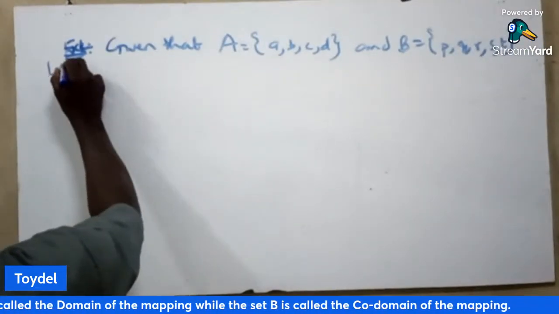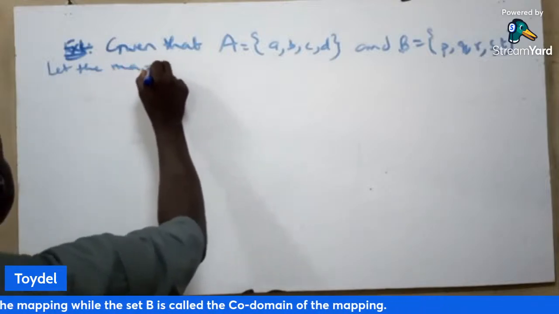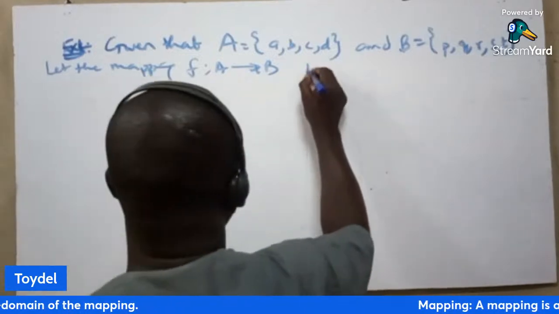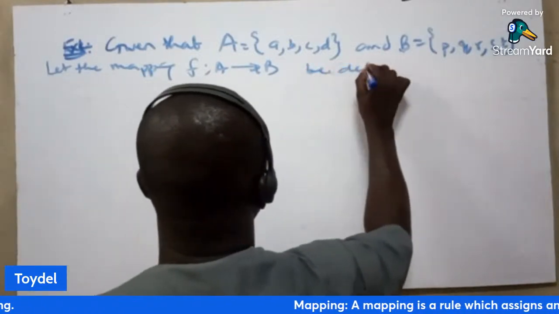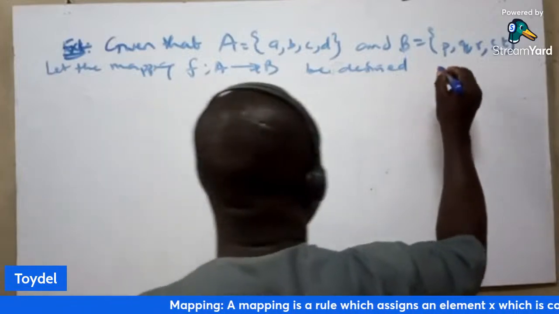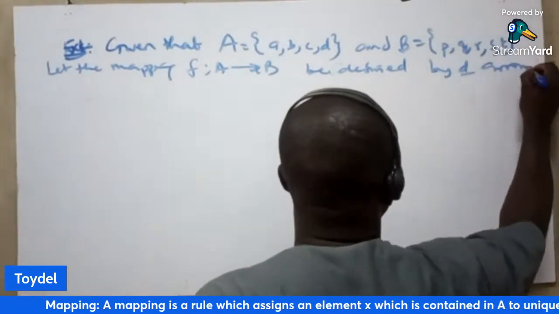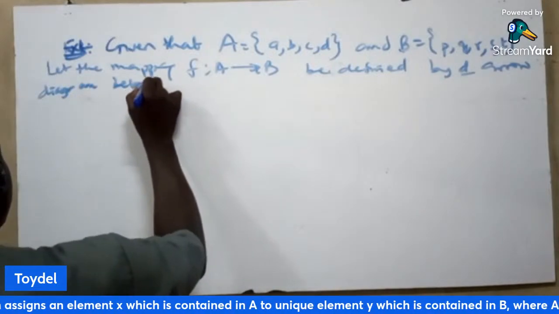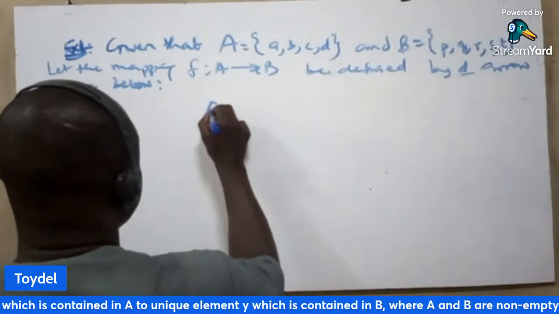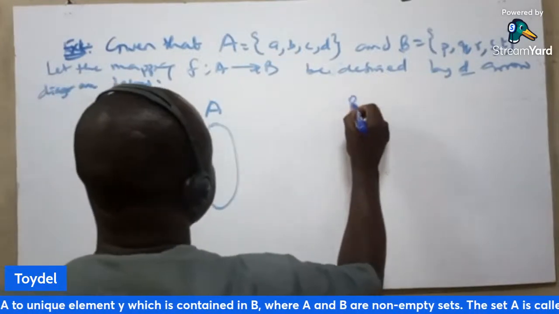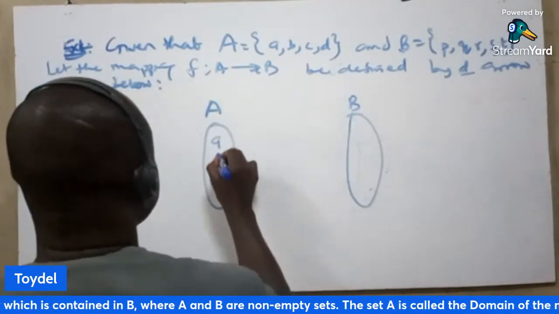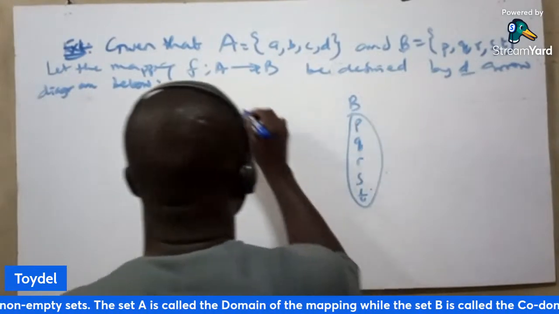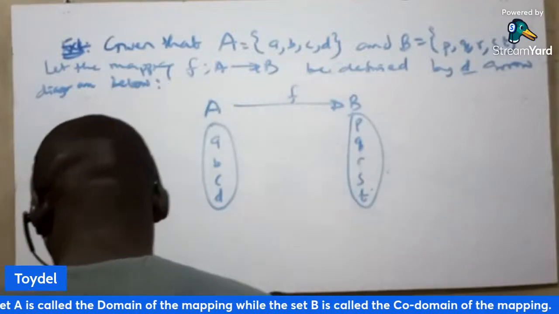So the question now says, let the mapping f such that A tends to B be defined. Let the mapping be defined by the arrow diagram below. So this is the mapping. We have elements A and B. So here we have A, B, C, D. Then here we have P, Q, R, S, T. So this is the arrow diagram.